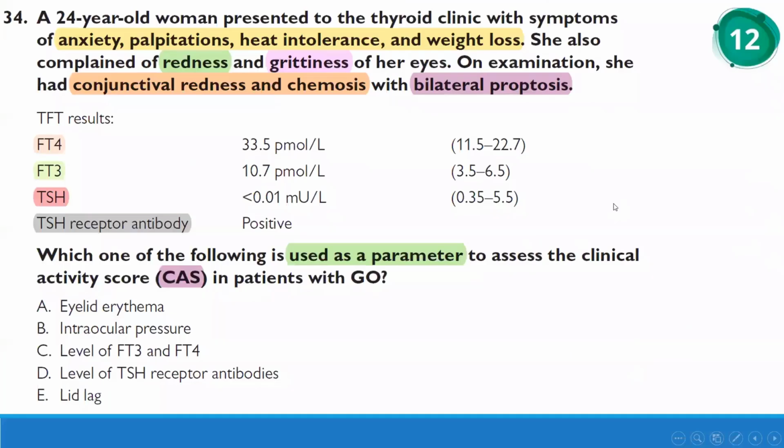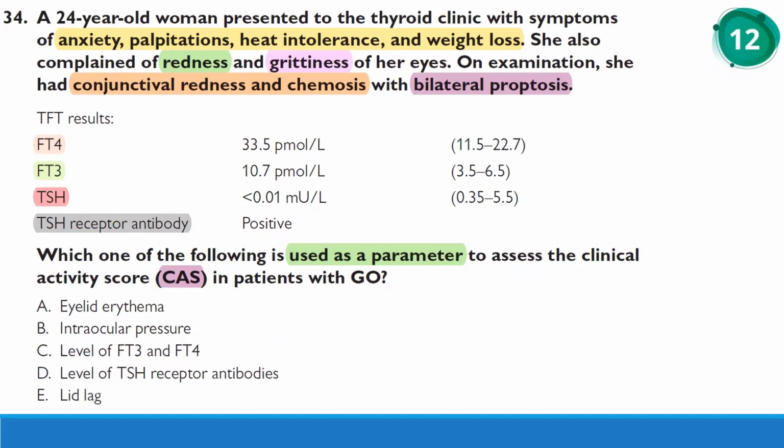Another question, and actually I think in most exams they ask questions like this about the clinical activity score. A 24-year-old woman presented to the thyroid clinic with symptoms of anxiety, palpitation, heat intolerance, and weight loss. She also complains of redness and grittiness of her eyes. On examination, she had conjunctival redness and chemosis with bilateral proptosis. Thyroid function test results: free T4 is high, free T3 is high, and TSH is low. TSH receptor antibody is positive. Which one of the following is used as a parameter to assess the clinical activity score in a patient with Graves' orbitopathy?